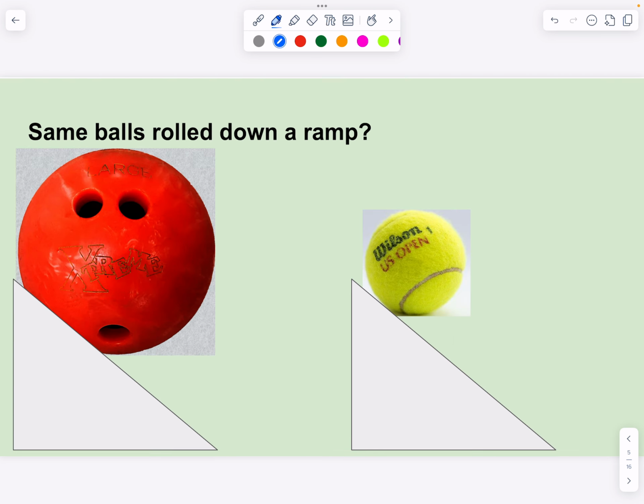Another example we looked at was some balls rolled down a ramp. We had a bowling ball here, and bowling balls usually have more mass than a tennis ball, right? This has less mass. So if we talk about which one's going to go down the ramp in terms of speed or timing, there are different things you might say. Because maybe it has more mass, it might start moving faster, or it might seem like it's going to go farther or have more force.